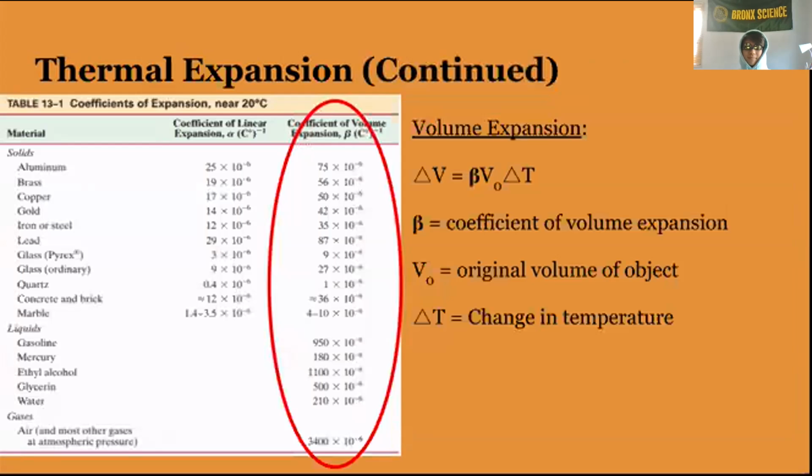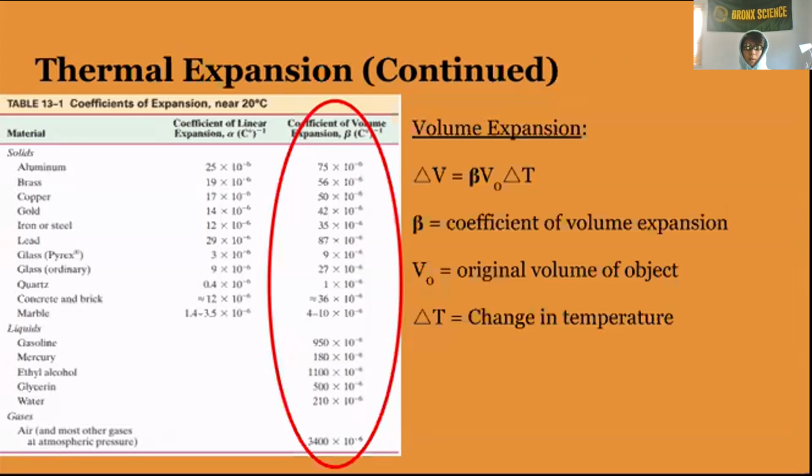But there's also another side to thermal expansion. There's also volumetric expansion, and this equation is very similar to linear expansion, except instead of changing length, now you're changing volume. And also, it's different because there's a different coefficient that you use. Instead of alpha, it's beta.